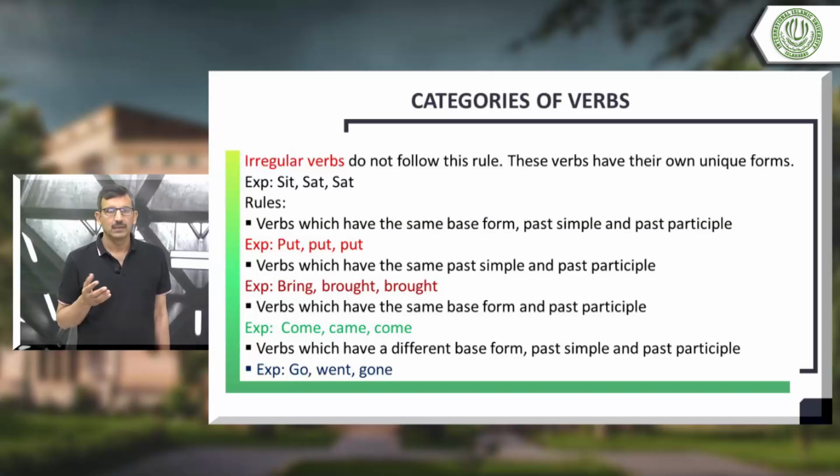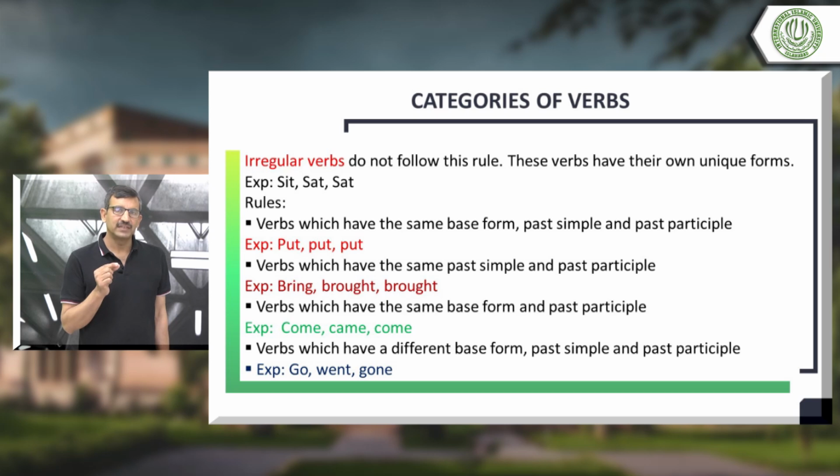Another category of verb is irregular verb. They do not follow the simple rule. These verbs have their own unique forms. For example, sit, sat, sat.